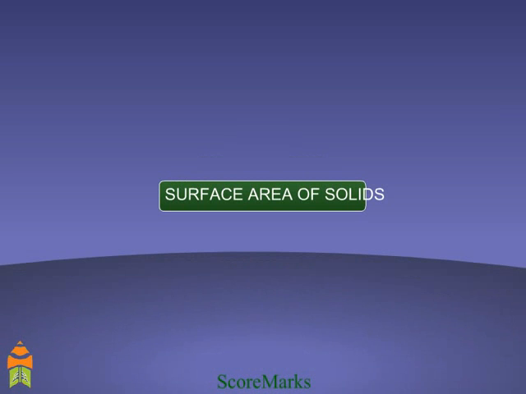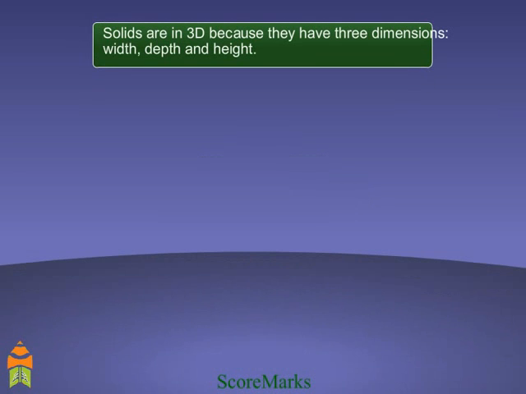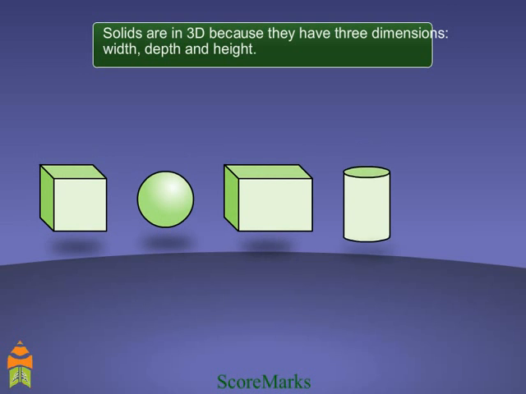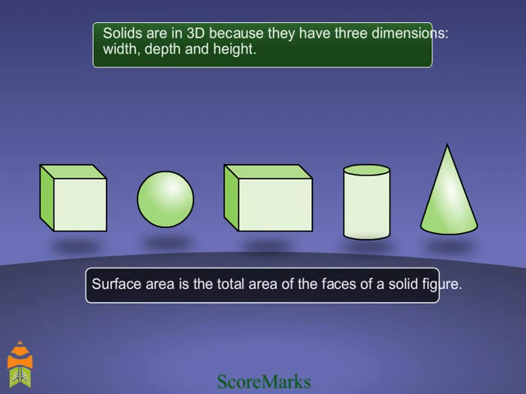Surface area of solids. In geometry, there are various types of solids. Solids are in 3D because they have 3 dimensions: width, depth, and height. The bodies which occupy space are called solids, such as cube, sphere, cuboid, cylinder, cone, etc. Surface area is the total area of the faces of a solid figure.